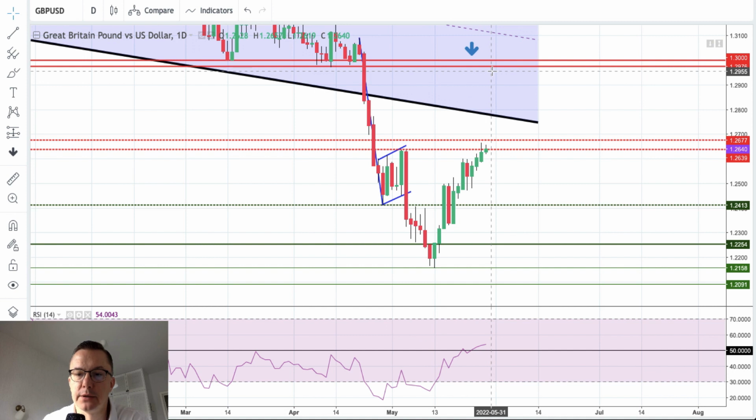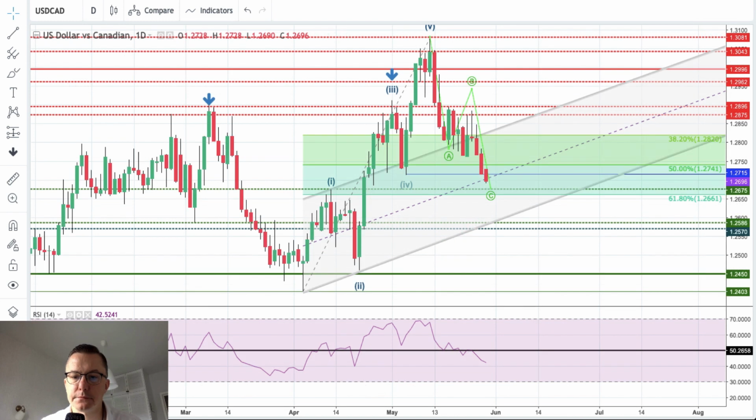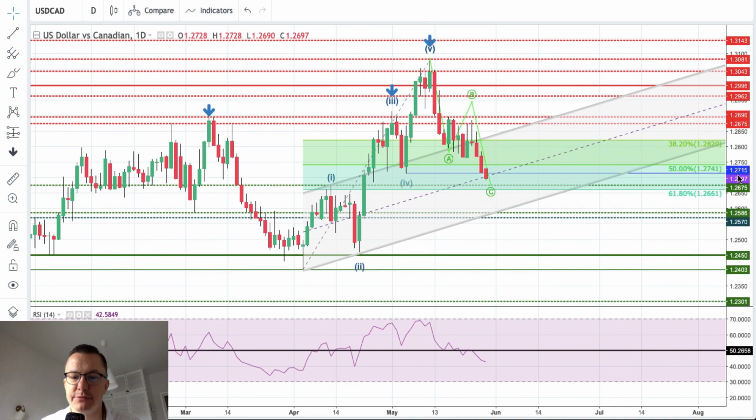Then the bullish dominance in the short term is still intact, and we can go higher. We can still try to test the 1.30 level. So that's the British pound. Let's take a look at the US dollar to the Canadian dollar. The US dollar to the Canadian dollar on a daily time frame chart is moving according to our scenario.